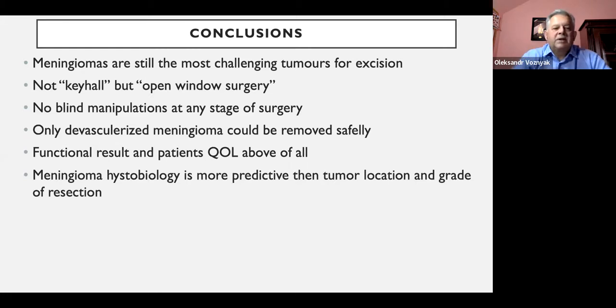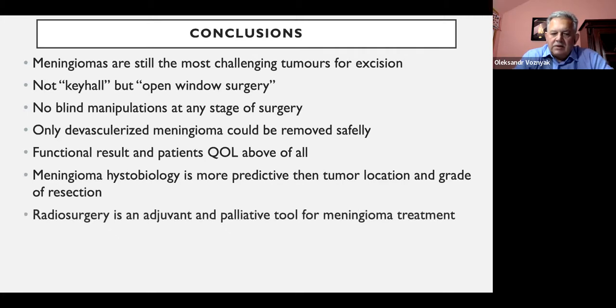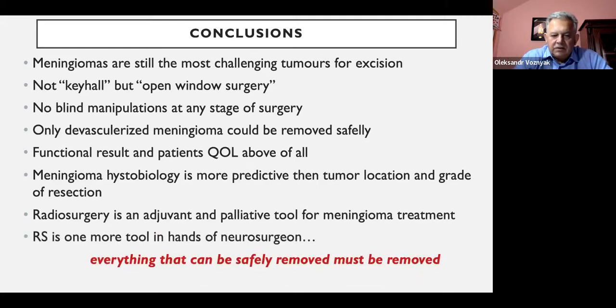Not the extension of resection. Meningioma histobiology is more predictive than tumor location and the grade of tumor resection. Radiosurgery is an adjuvant and palliative tool for meningioma treatment, but remember that radiosurgery is one more tool in the hand of the neurosurgeon. Everything that can be safely removed must be removed.